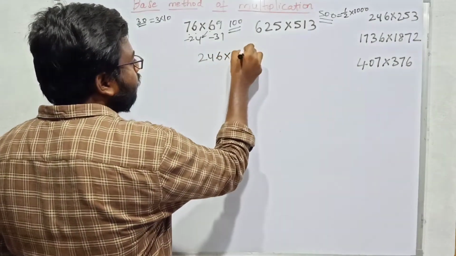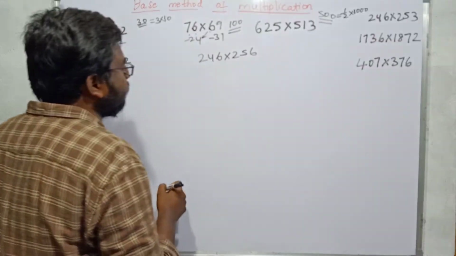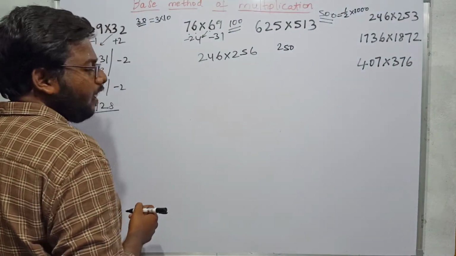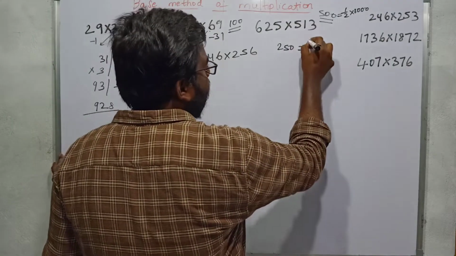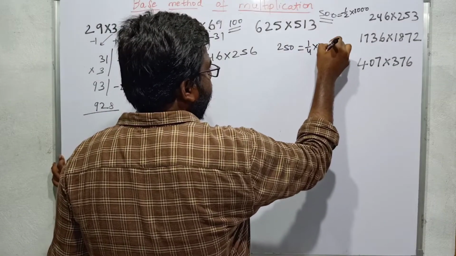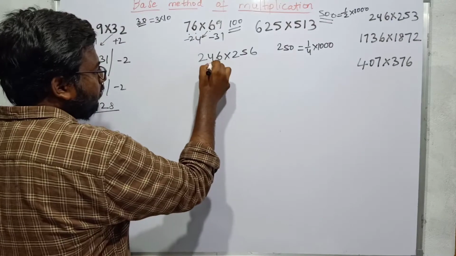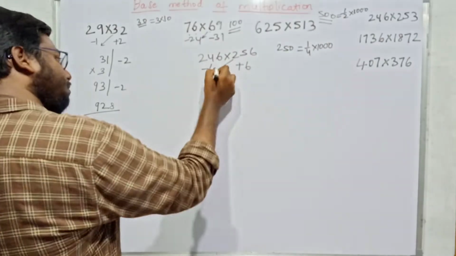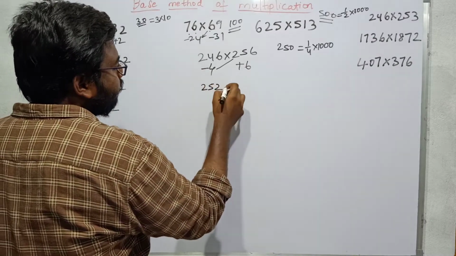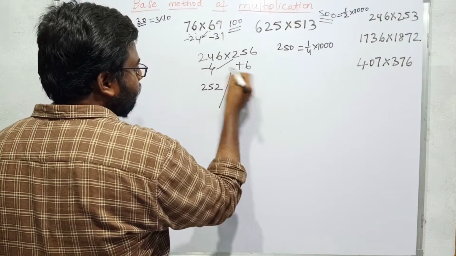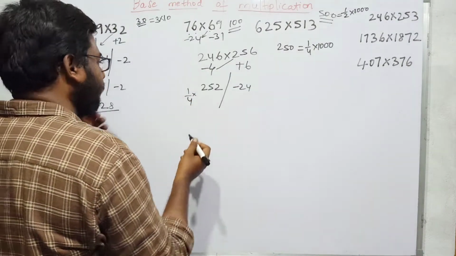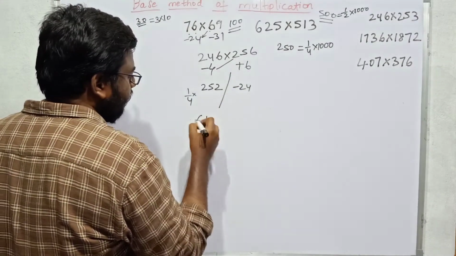So you can calculate this also: 246 into 253. How far is 246 from 250? These are very near to the base number 250, so I will calculate this using the base method, and 250 I will write as 1 by 4 into 1000. How far is 246? Minus 4 far. This is plus 3 far. If I operate on small numbers, what will I get? I will get 252 here, and here minus 24. If I multiply this with 1 by 4, what will I get? Here I will get 63.